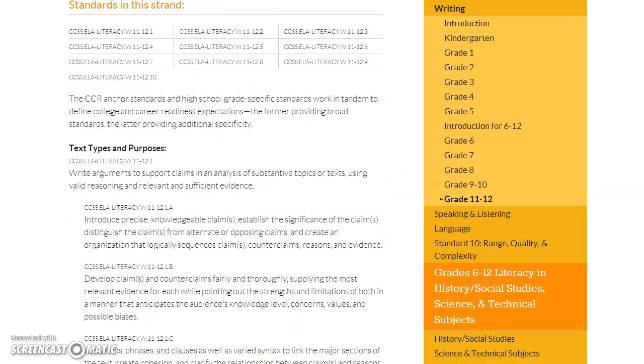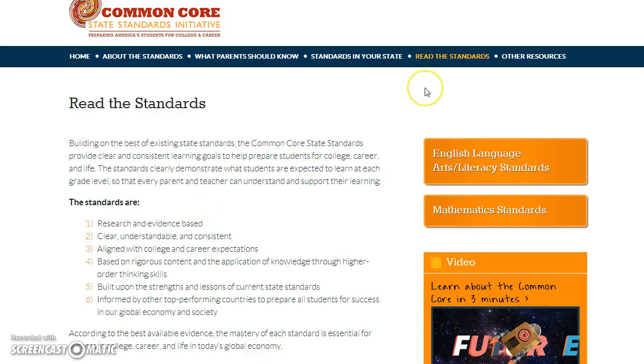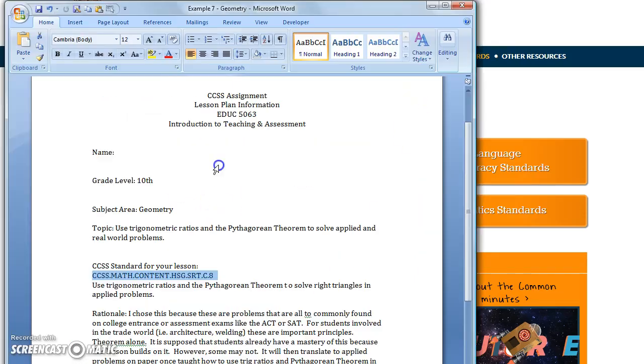I'm going to back out of this and get back to our page. Now we're going to look at the math standard. Okay, the math lesson that I've chosen as my example is a 10th grade lesson. The subject area is geometry. The topic is to use trigonometric ratios and the Pythagorean theorem to solve applied and real-world problems.